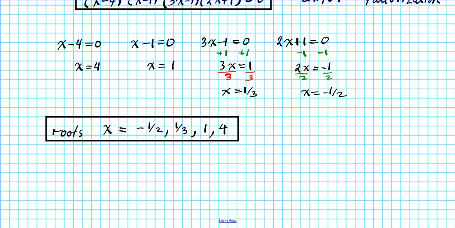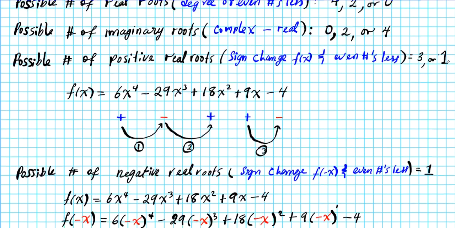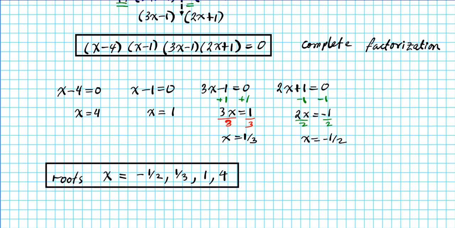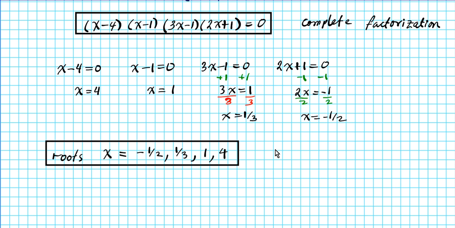Now earlier, remember we talked about Descartes' rule of signs. If you scroll back to the beginning of your notes, let's take a look at it real quick. Possible number of positive real roots, using Descartes' rule of signs, they're either going to be 3 or 1 positive real root. Okay, so let's see what our answer is. Our answer has 1, 2, 3 positive real roots, which is excellent, in complete agreement with Descartes' rule of signs prediction.